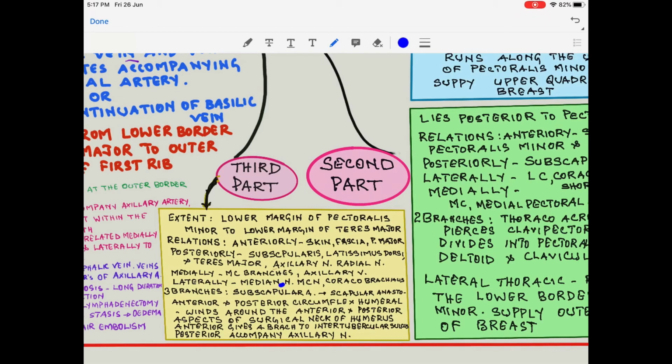It has three branches. Subscapular artery is taking part in the anastomosis, scapular anastomosis. The anterior circumflex humeral artery gives a branch to the bicipital sulcus. The posterior circumflex humeral artery accompanies the axillary nerve. So that is about the axillary artery.